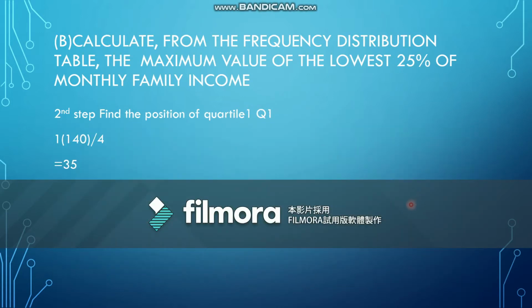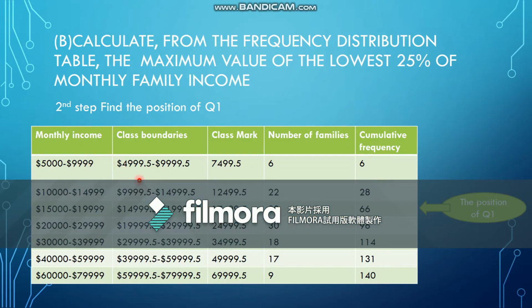The second step is to find the position of the first quartile. We can use the total number of families, which is 140, and then divide it by 4. As the first quartile is the first 25% of the data, we need to multiply it by 1, so that we can get the answer. The position of the first quartile is 35. So that we can know that the position is here.